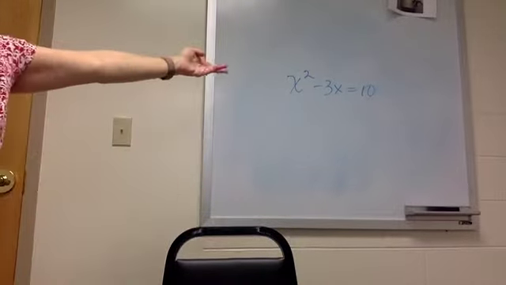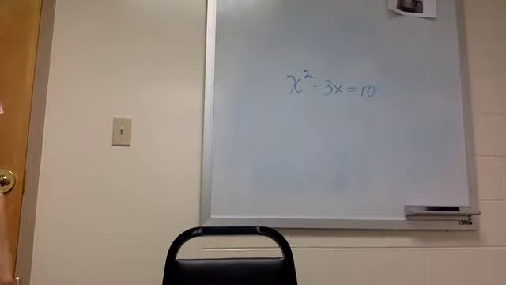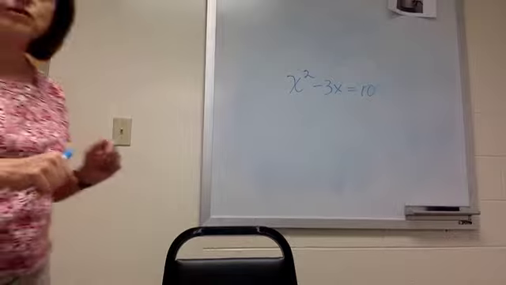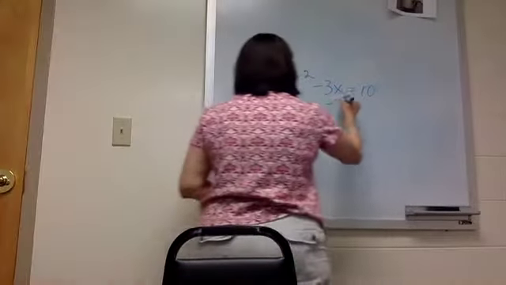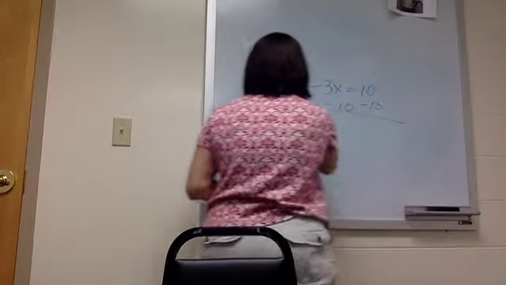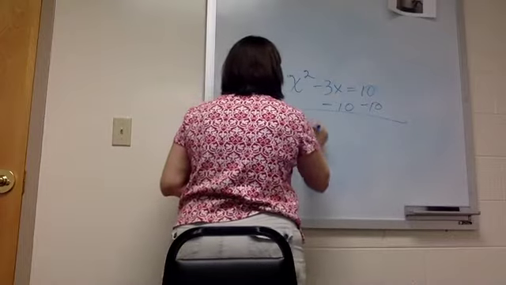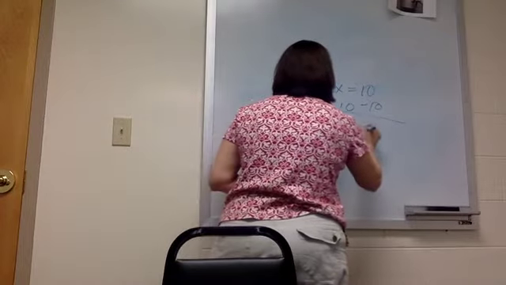All right, is this in standard form? No. So we really have to get it in standard form first before we start factoring. So what do I need to do to get it in standard form? Subtract 10 from both sides. So I'm going to subtract 10, and now I've got x squared minus 3x minus 10 equals 0.